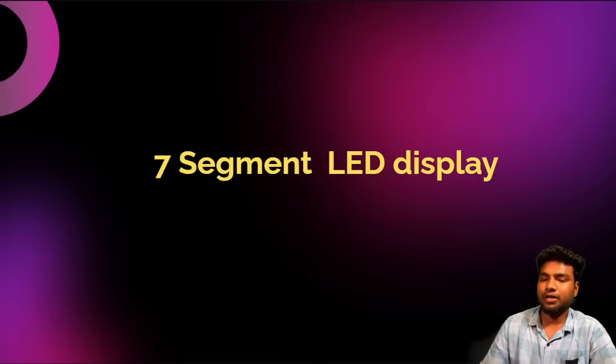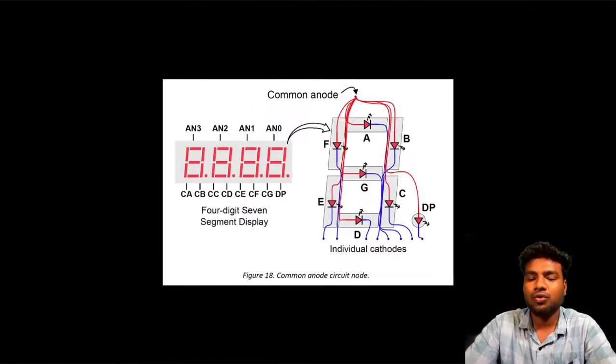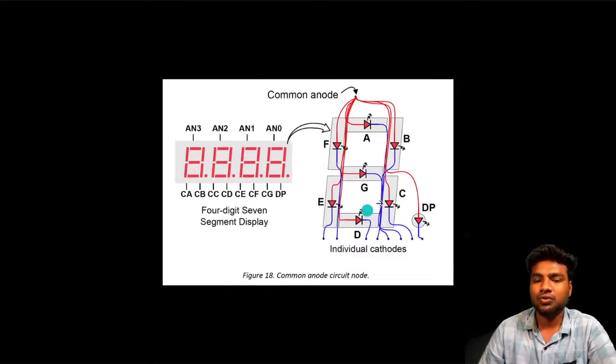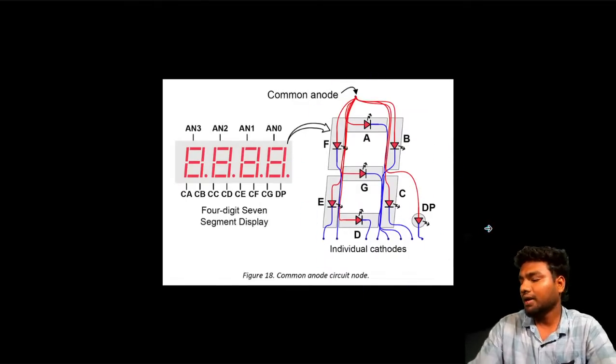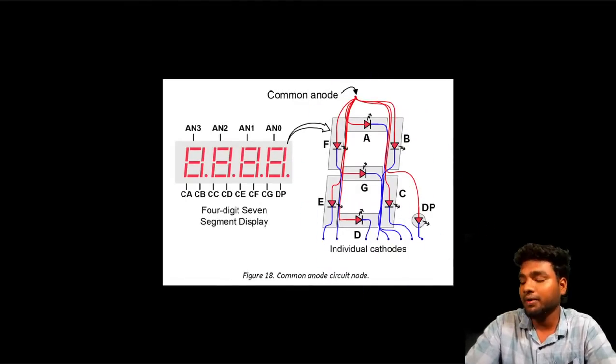So let's get into common anode. In today's class we are gonna use common anode. Basically, this is a 7 segment display, you can see what it looks like. I have the hardware: I just connected my 7 segment with my breadboard and the FPGA using jumper wires. I will show you at the end of the session how I connected it.